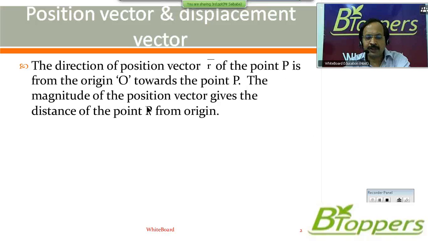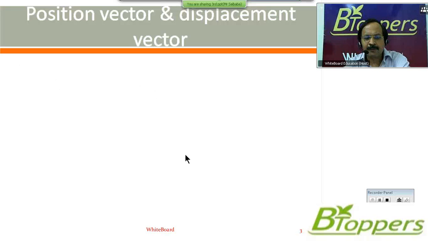The magnitude of the position vector gives the distance of the point P from the origin. That is the length of the line OP, or mod of R bar, which can be written as root of x square plus y square plus z square.